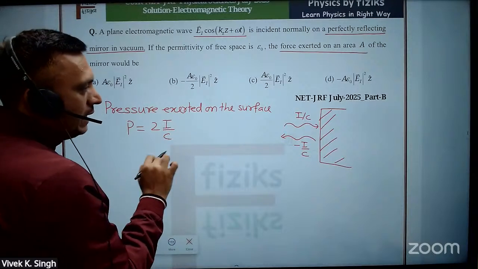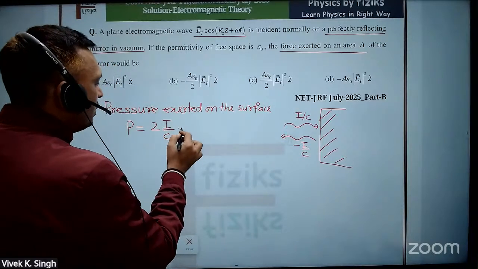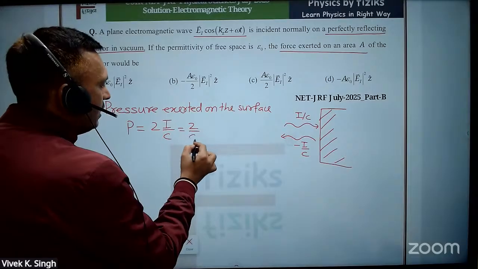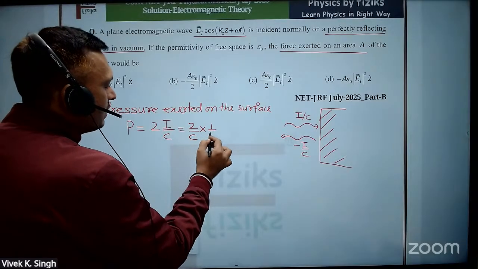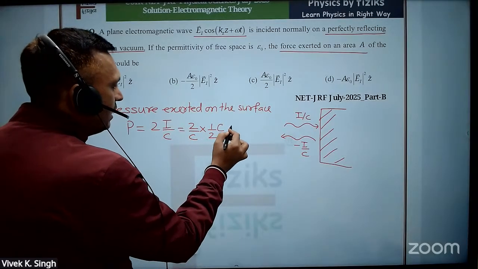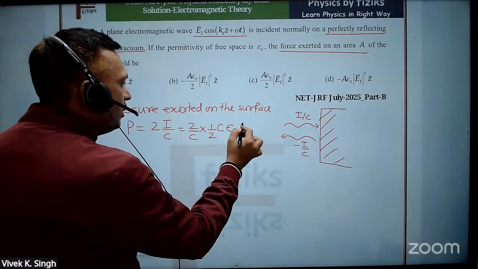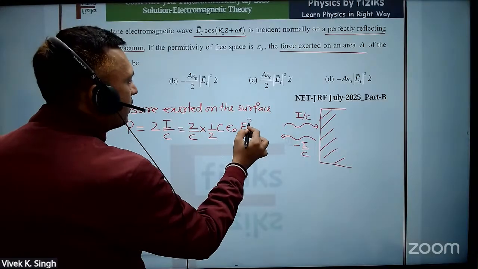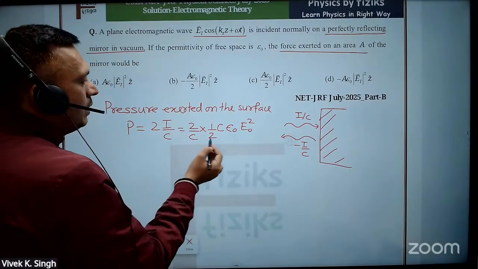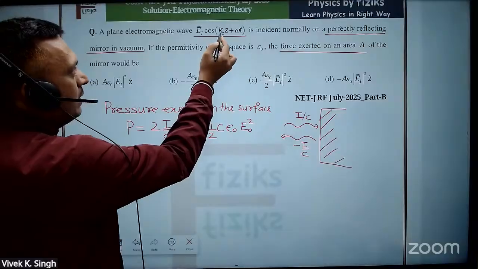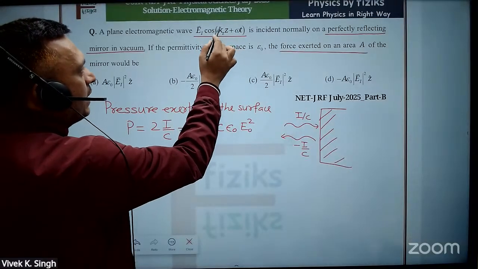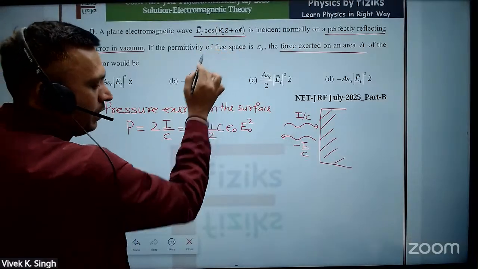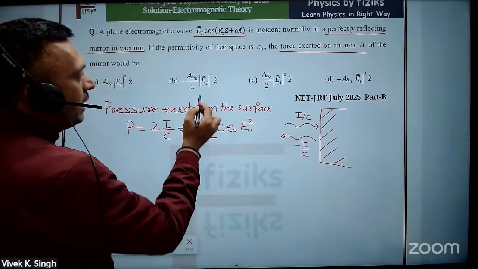And what is I? I is the intensity of the wave. So the pressure is given by twice I by C. And what is the intensity? You know that this is half C epsilon naught E0 square, if the amplitude is E0. And what will be the direction? In this case, the wave is propagating in the negative Z direction. Just see, the wave is propagating in the negative Z direction.